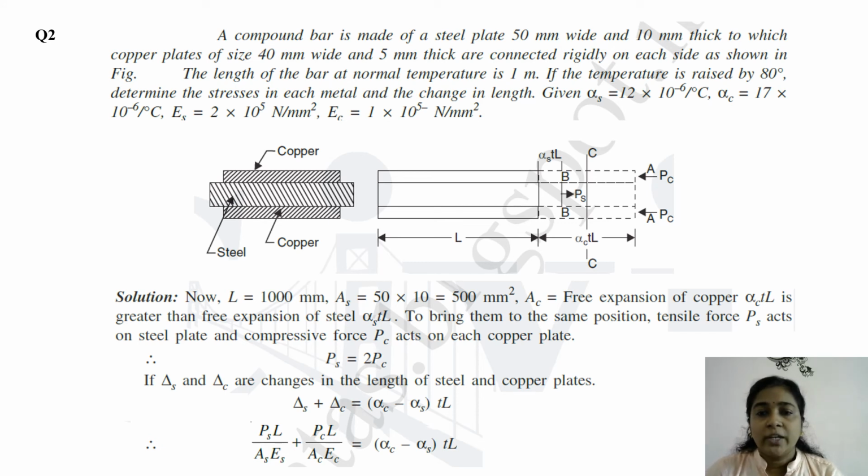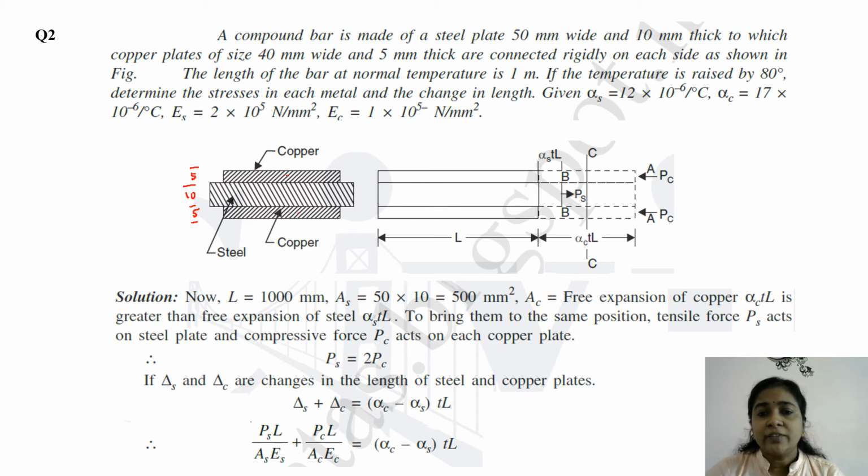A compound bar is made of a steel plate 50 mm wide and 10 mm thick, to which copper plates of 40 mm wide and 5 mm thick are connected rigidly on each side. That is, here in the figure, at the center we have the steel and at the top and bottom we have the copper plates. The steel plate is of width 50 mm and thickness 10 mm, whereas the copper plates are of thickness 5 mm. They are connected rigidly on each side as shown in the figure.